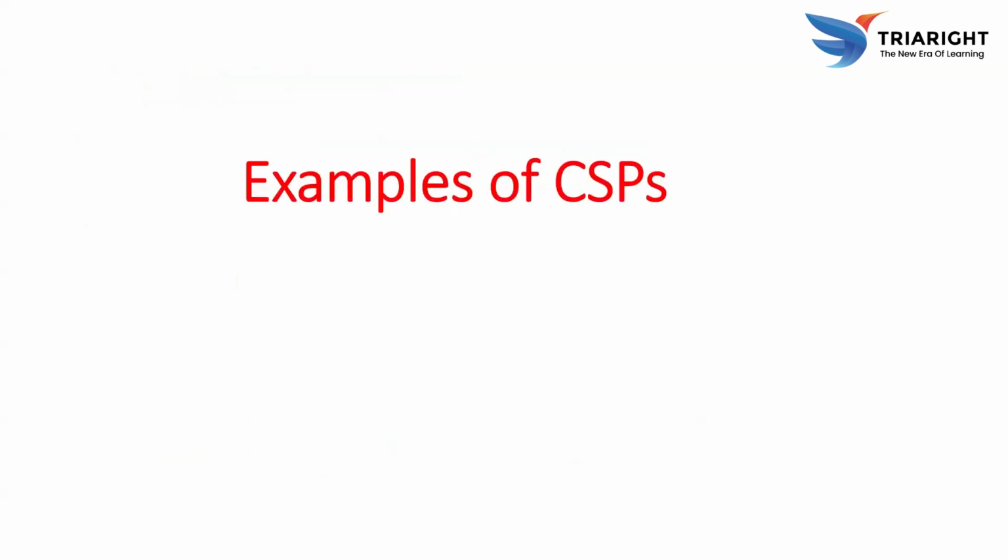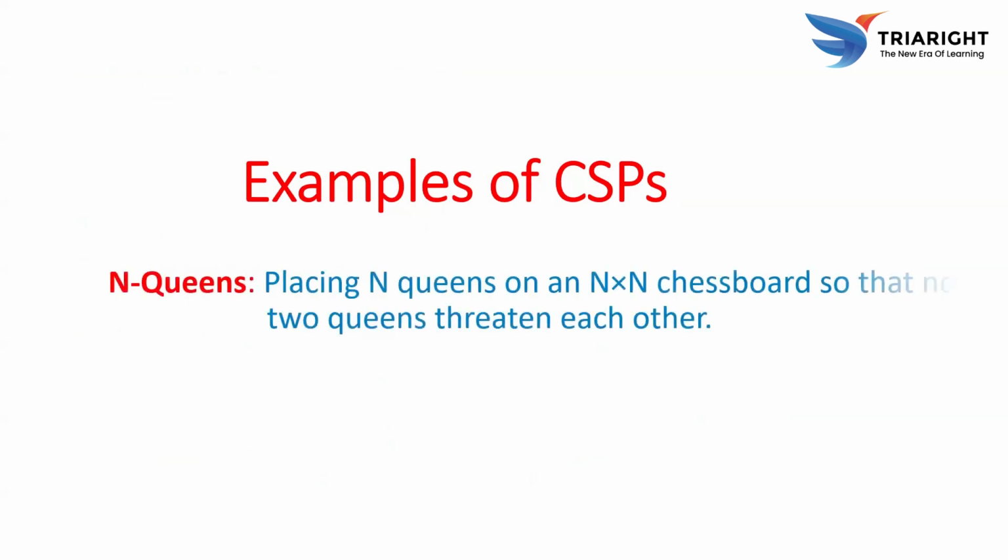So here we have the example of CSP, the N-Queens problem. We have the problem of placing N queens on an N by N chessboard so that no two queens threaten each other, right? So we have the N-Queens problem. First we discuss it in a theoretical way. In the next lecture we discuss it in code.